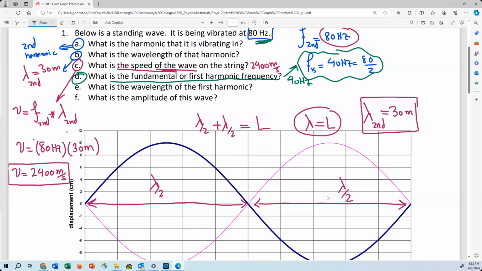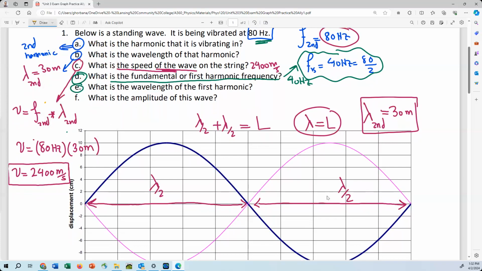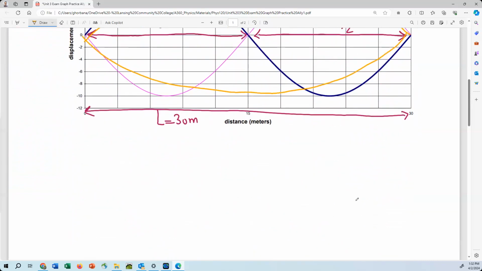E is saying, what is the wavelength of the first harmonic? The first harmonic will be one loop. I will graph the first harmonic. This is the first harmonic. If I want to graph it a little better, I can graph it here. So if there is a wavelength, this is going to be the first harmonic.